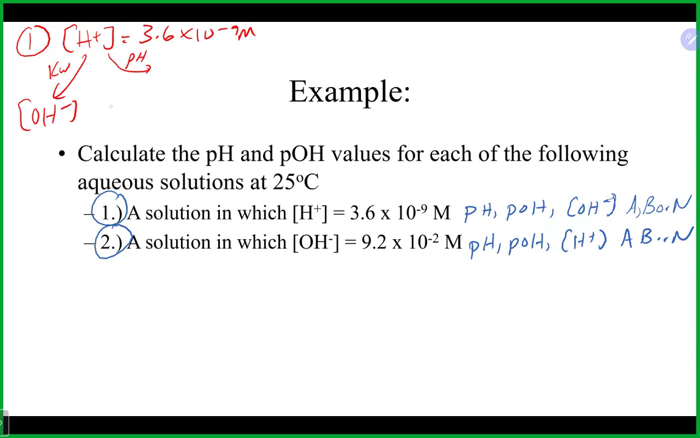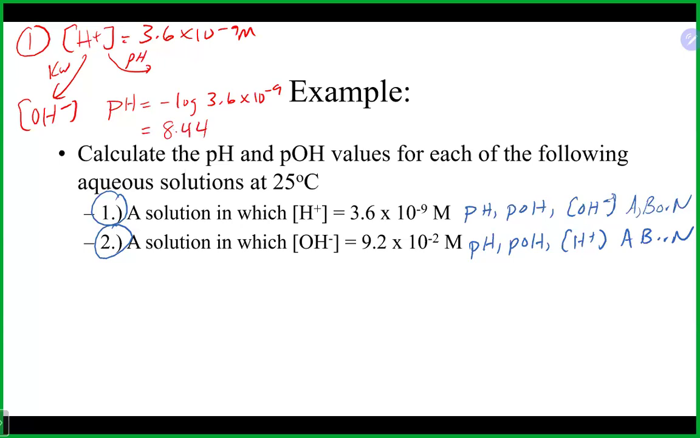So that's the first thing I'm going to calculate, which is the pH is equal to negative log of our 3.6 times 10 to the minus 9. Once again, we want to punch that in correctly, so we're going to go 3.6 exponent negative 9, hit the log button, hit the negative button, and that's going to give you a pH of 8.44.